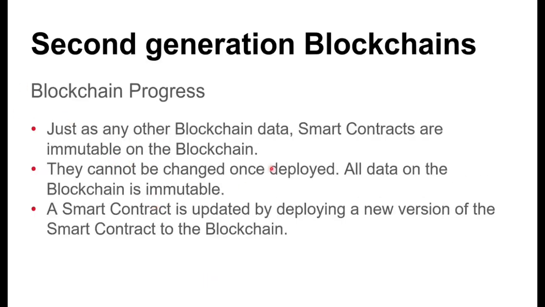Just as with any other blockchain data, smart contracts are immutable on the blockchain, so they can never be changed once deployed. If we want to update a smart contract, we must deploy a new version, and then that contract would be the updated one that would always run. The previous version remains, as all data on the blockchain is immutable. So you get another address for the new smart contract.